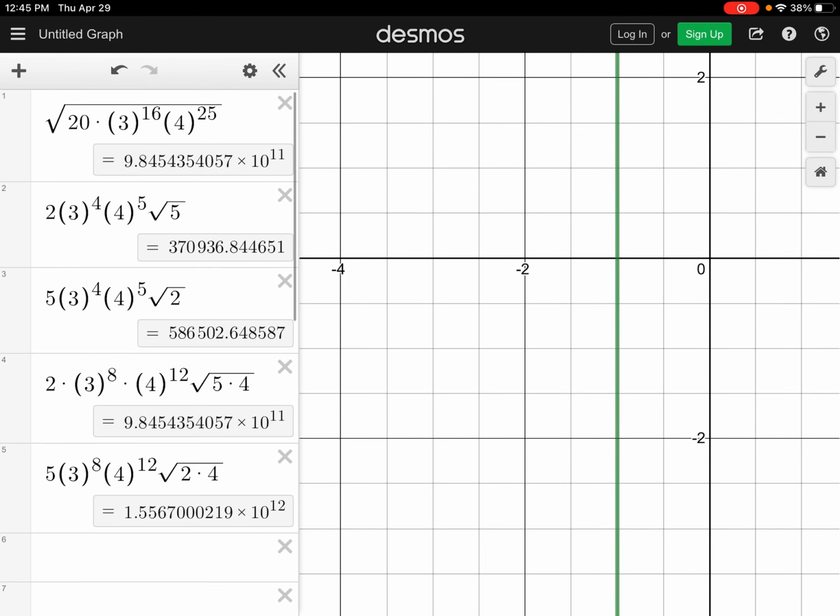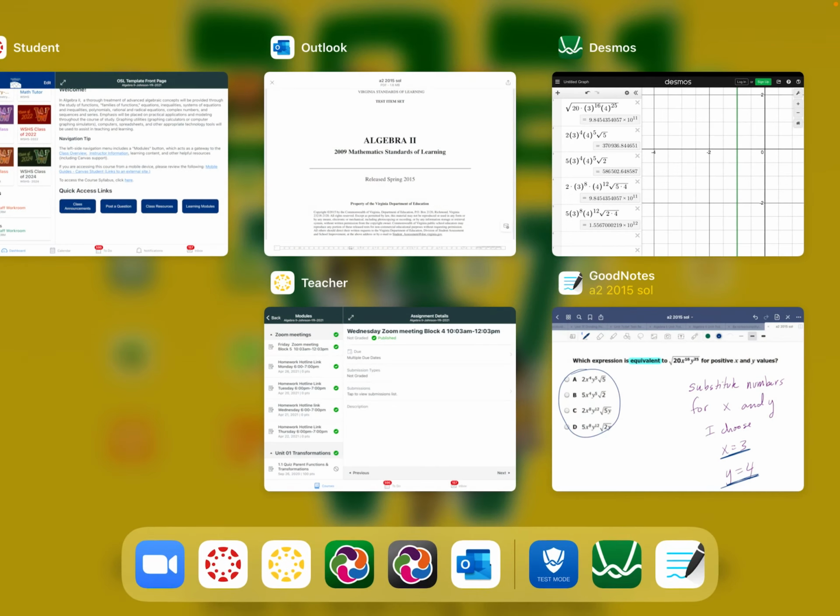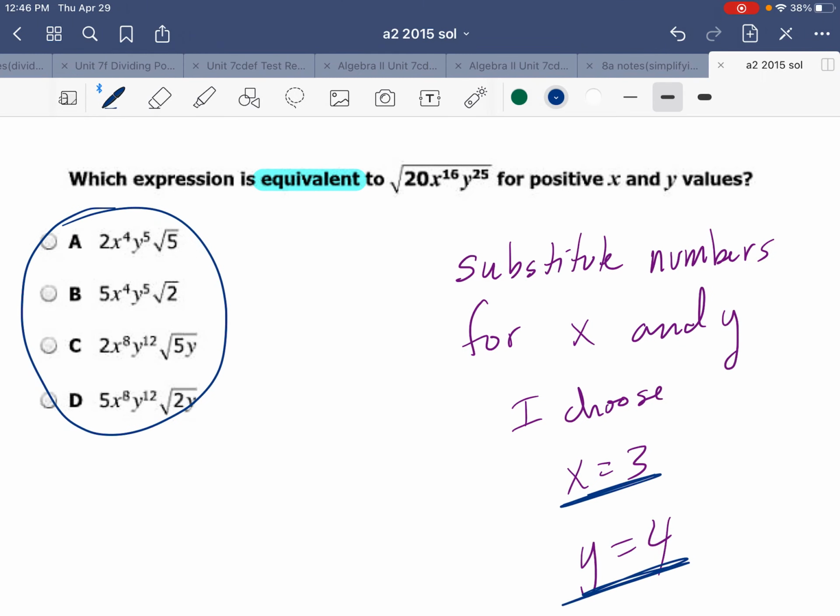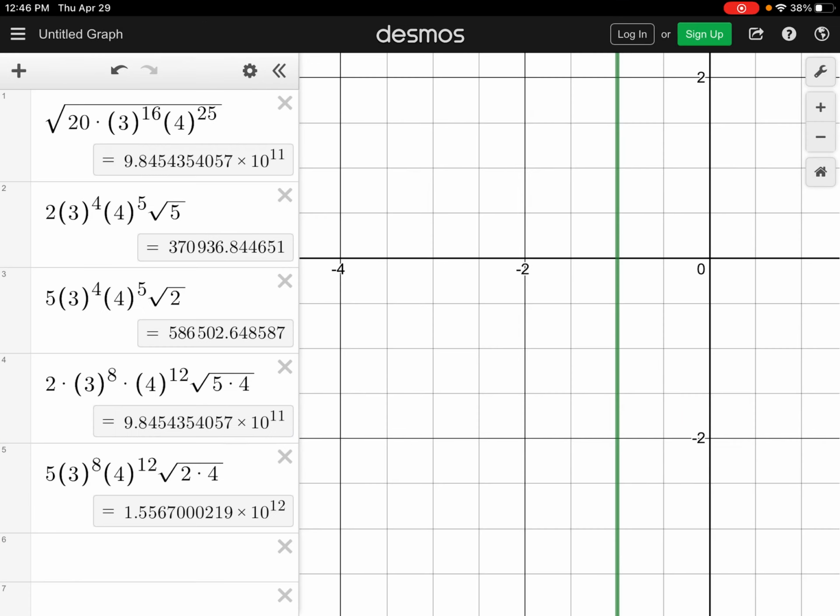So if we're looking here, the top, line number 1, is when I substitute 3 in and 4, I get 9.84754, all that times 10 to the 11th. It's a giant number, scientific notation. Lines 2, 3, 4, and 5 are all of our answer choices. I substituted in 3 for x and 4 for y for each one.